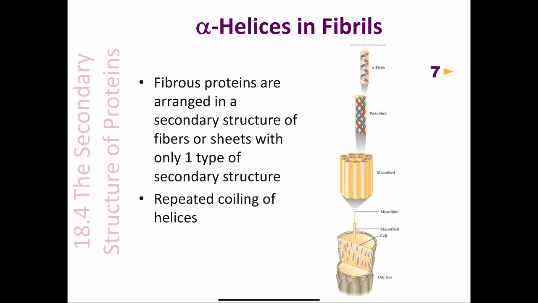Alpha helices can form something that we call fibrils, and fibrous proteins are arranged in a secondary structure of fibers or sheets with only one type of secondary structure, the alpha helix, with repeated coiling of the helices. Here's an example of a hair fiber. A hair fiber is made from what we call an alpha keratin, which is just a bunch of alpha helices put together. You don't have to know all these different things like a protofibril and a macrofibril, but the idea is that when we put three alpha helices together, we get what's called a protofibril, and there's extended hydrogen bonding here, which leads to a lot of strength, and then we put them together into something even larger called a macrofibril.